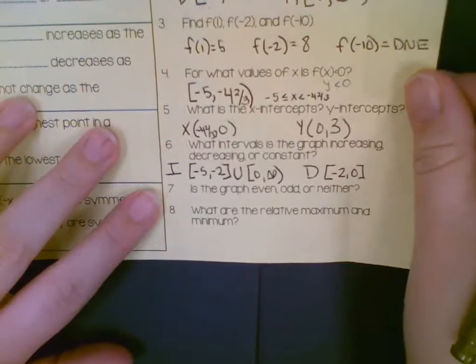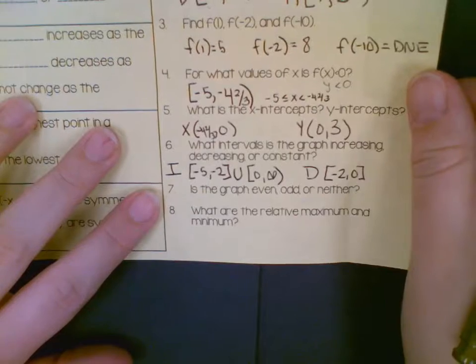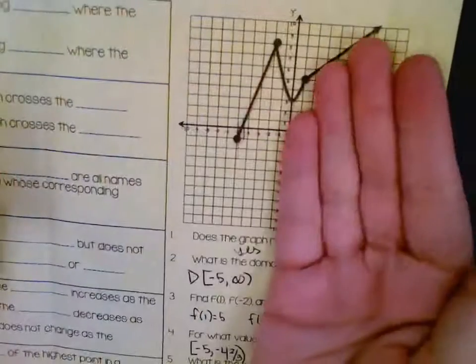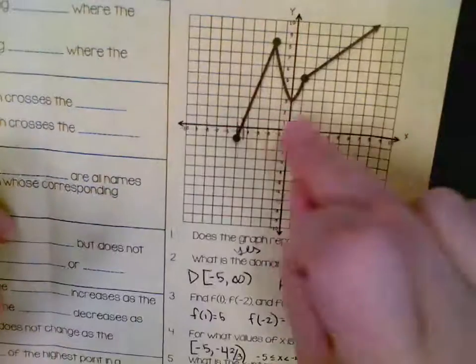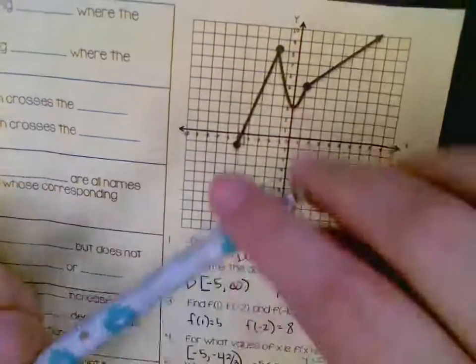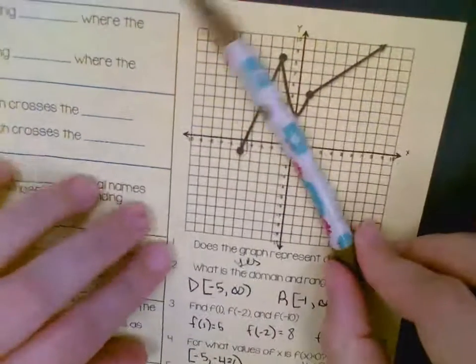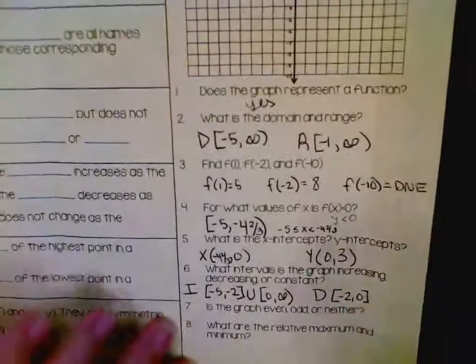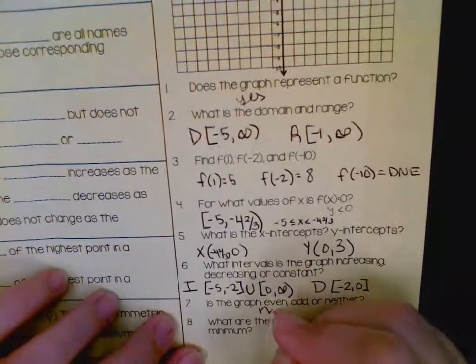Okay, almost done. So is the graph even, odd, or neither? Is it mirrored over the y-axis? Or is it flipping over this line? Does it flip from here to here? Neither of those are true. So it's not any of those, it's neither.